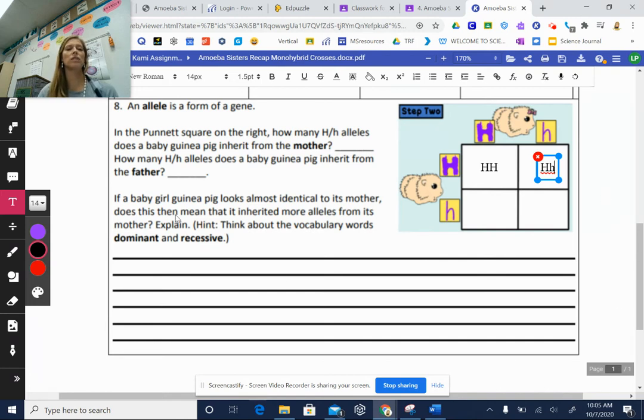Okay? And then here in this question, you have to think, if a baby girl guinea pig looks almost identical to its mother, does this then mean that it inherited more alleles from its mother? Hint, think about the vocabulary words dominant and recessive. So why would the baby look more like mom than dad? And did it still get a gene from each parent? So you're going to fill in that answer on your own. Okay, so pause this and see if you can answer it, and then I'll go over it with you.